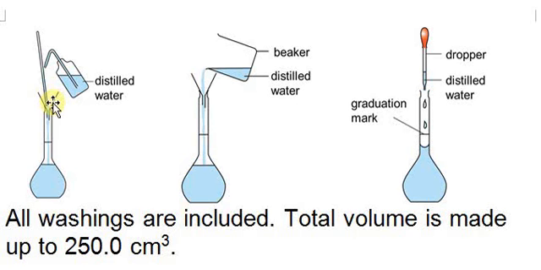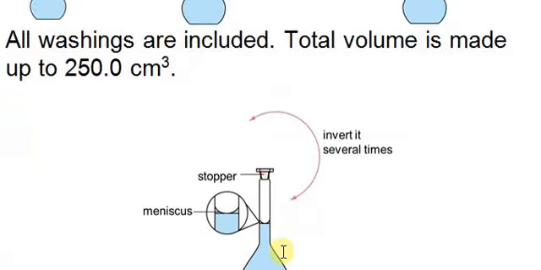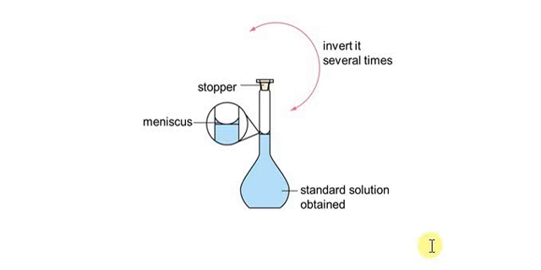And the apparatus used, we also clean it with distilled water. And again, the washings are included in the volumetric flask. And finally, we will add distilled water to the specified volume. We will use a dropper to add the last few centimeter cube of water into it so that the graduation mark is just reached. And the total volume now is 250 centimeter cube. And finally, we will invert the volumetric flask several times to mix the solution well. And our standard solution is prepared.